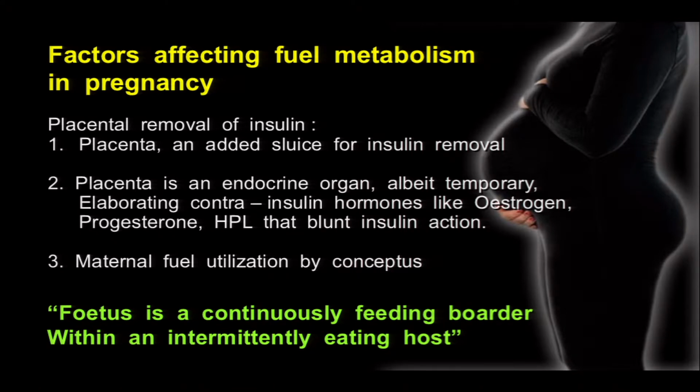What are the factors that affect fuel metabolism in pregnancy? The placental removal of insulin, because the placenta is an added sluice for insulin removal, and the placenta is an endocrine organ, albeit temporary, elaborating contra-insulin hormones like estrogen, progesterone, HPL that blunt the insulin action. Then there is maternal fuel utilization by the conceptus. All of them put together are responsible for the changes that occur during pregnancy.